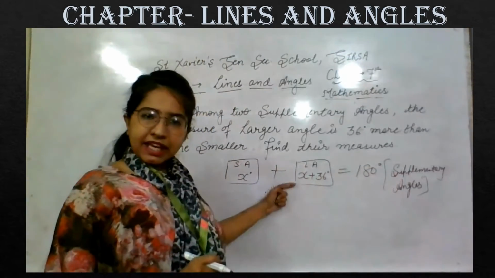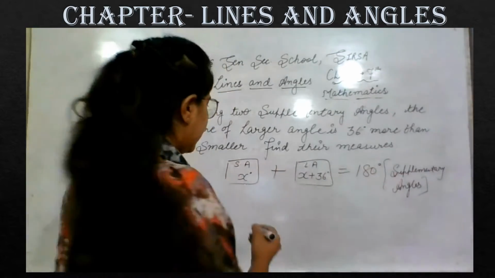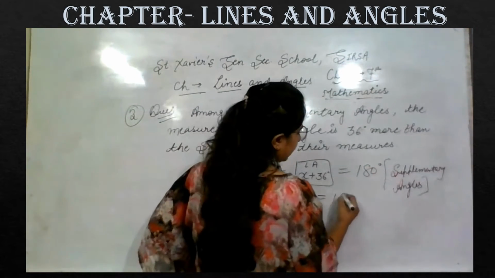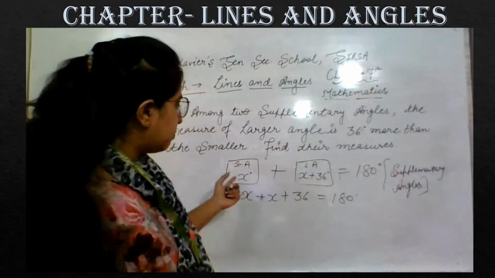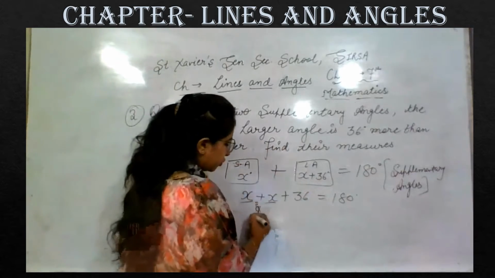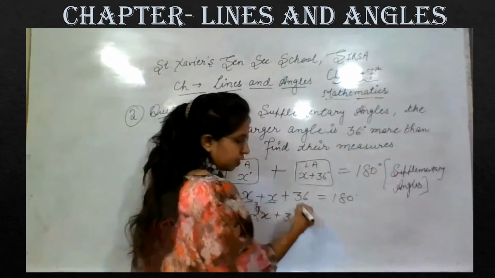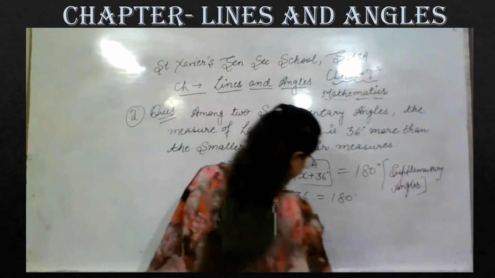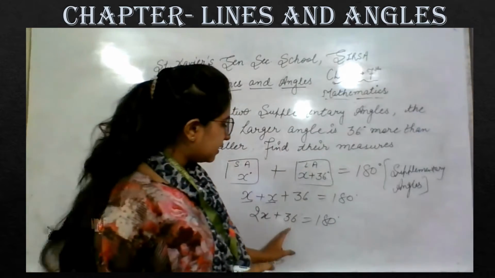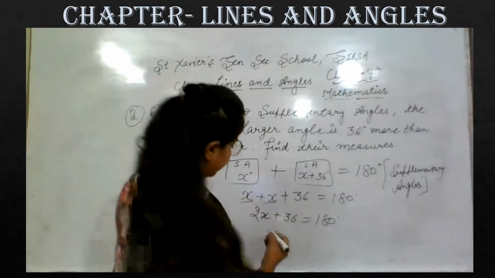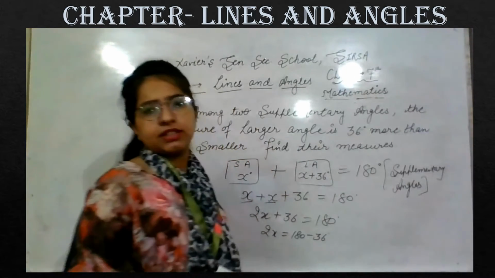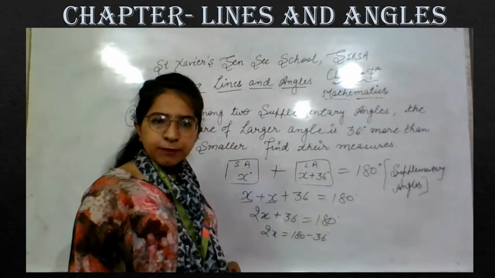As x plus x plus 36 is 180 degree, it is given to you. You can write like this; these boxes were only for your explanation. x plus x is equals to 2x. 2x plus 36 is equals to 180 degree, right? 36 will be transposed, it becomes minus. 180 minus 36 will be 144.